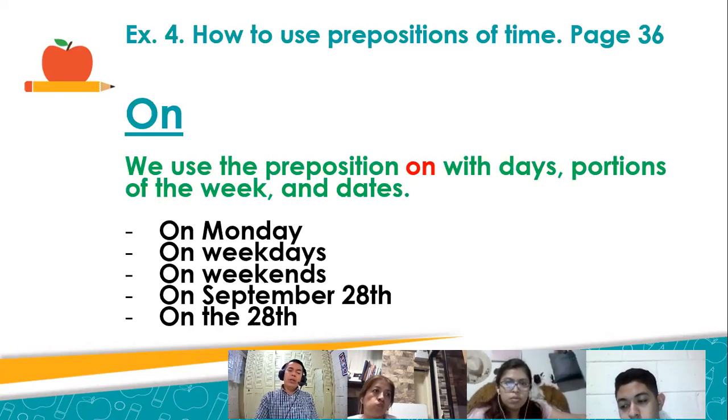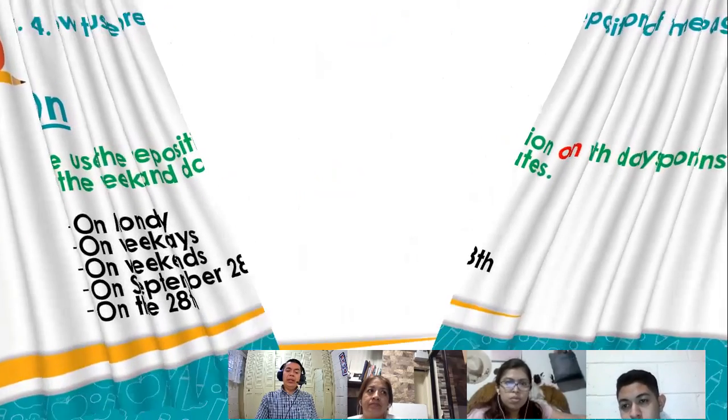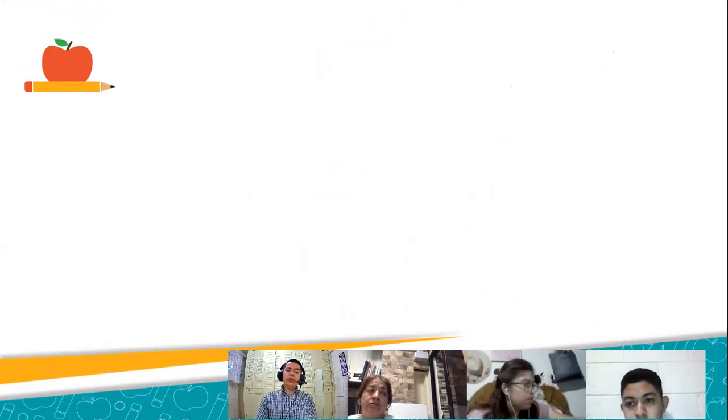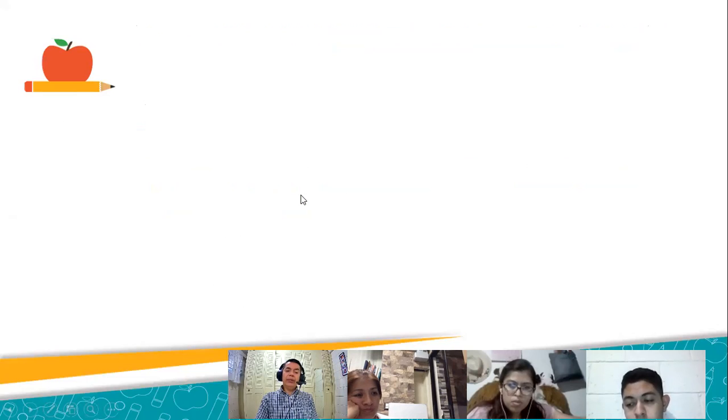Good. When do we use at? In, on, and at. When do we use it? We use at with specific times. At 9 o'clock, at 7 o'clock, at 7 p.m., at 9 a.m., at noon, at midnight, at night. Okay? Very good. Now let's review.